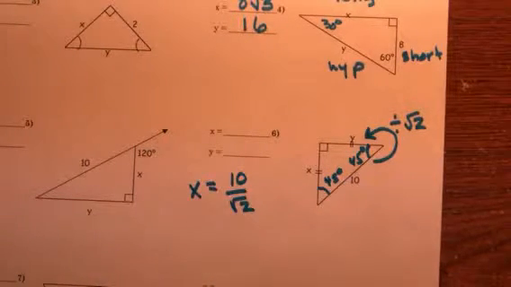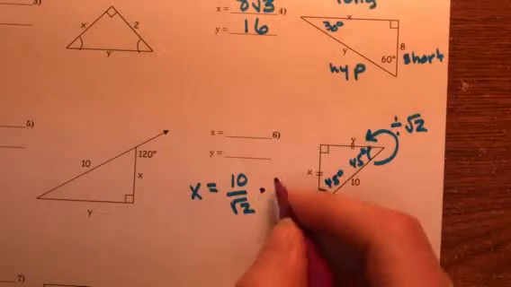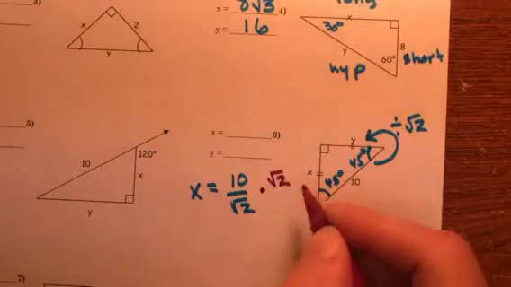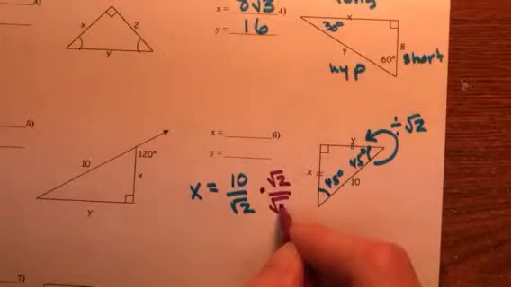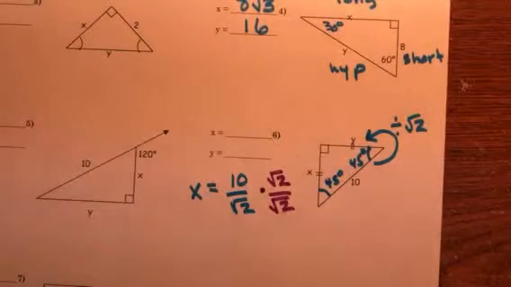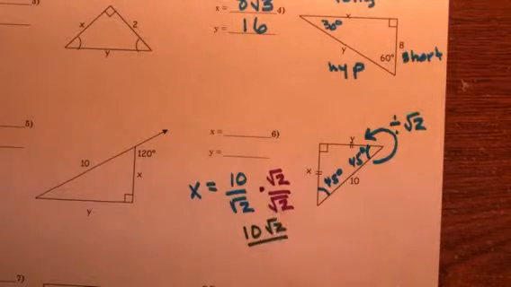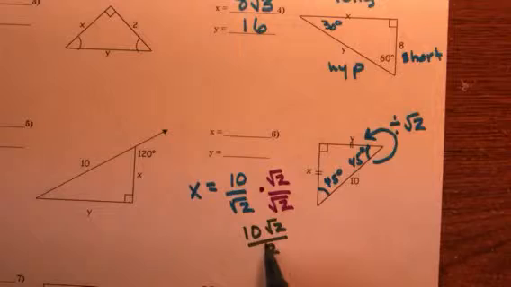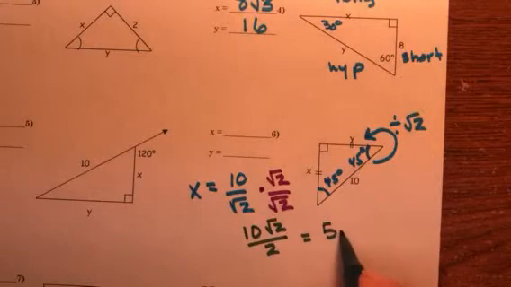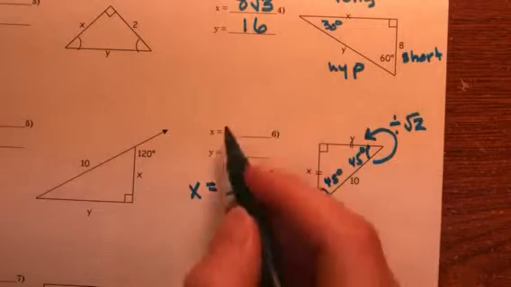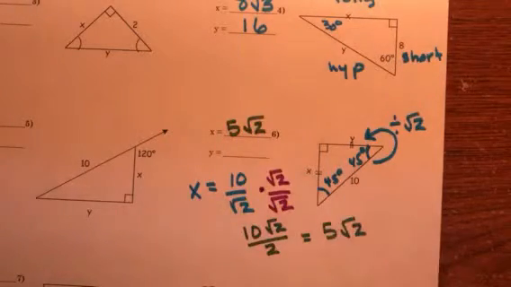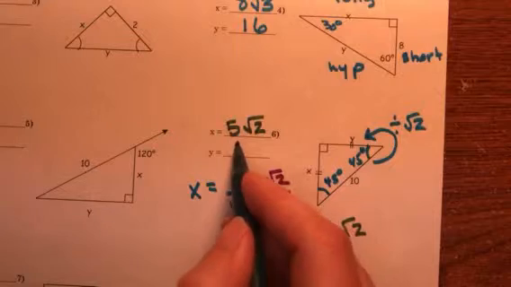Now here's the thing. In geometry, I never want you to leave a square root in the denominator. That's not a finished problem. So at this point, you have to rationalize the denominator, which means we're going to multiply the top and bottom, the numerator and the denominator, by square root of 2 over square root of 2. When you do that, you will get 10 square root of 2 over, what's root 2 times root 2? That's 2. And then you reduce that and you get 5 square root of 2. So X is 5 root 2, and so what does that mean Y is? It's also 5 square root of 2.